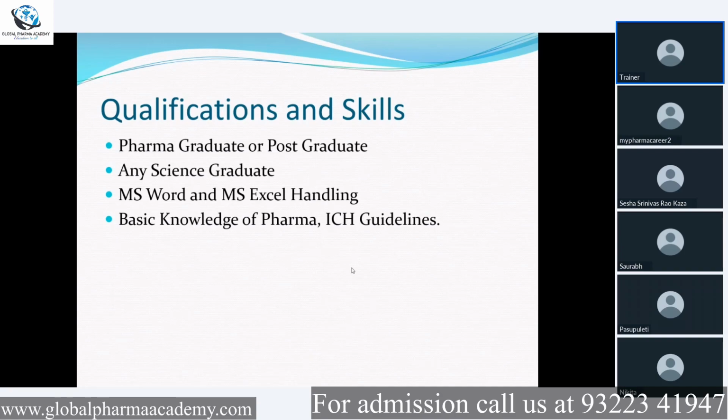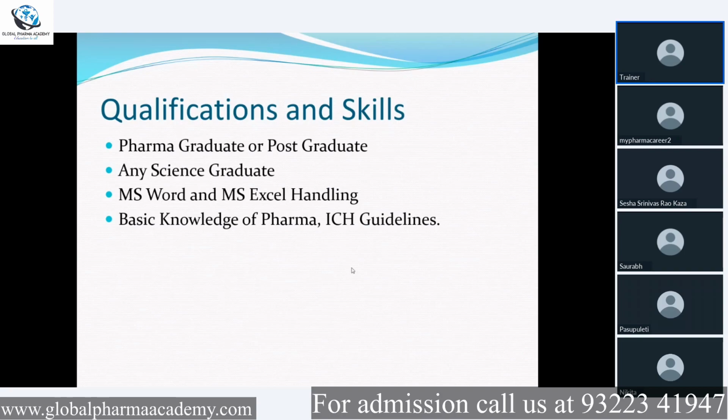ICH guidelines are very much important, because when you understand the ICH guidelines, then only can you prepare the dossier, and then only can you review the documents. Because every country's regulations are aligned to the ICH guidelines. Every document is prepared taking the ICH guidelines into consideration.